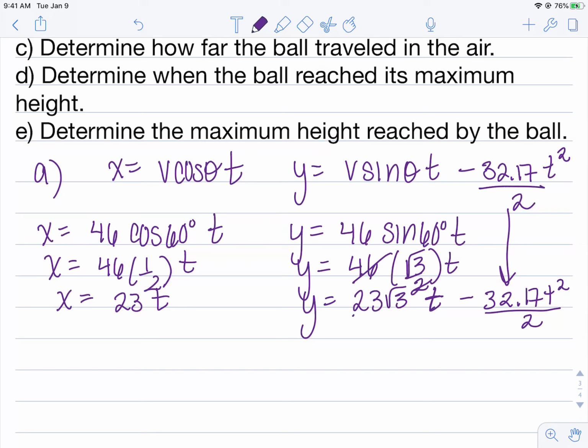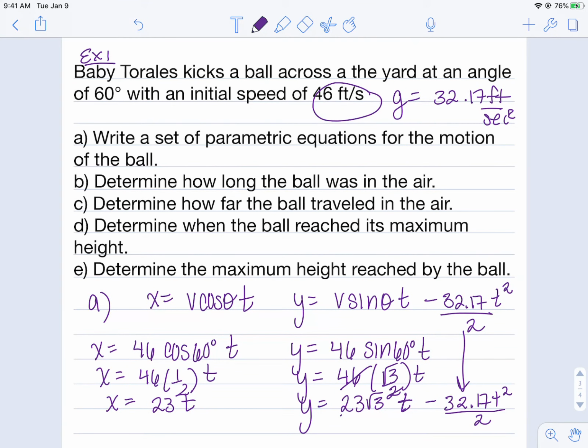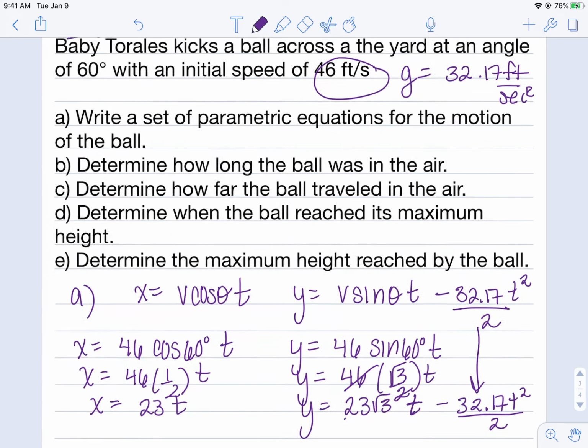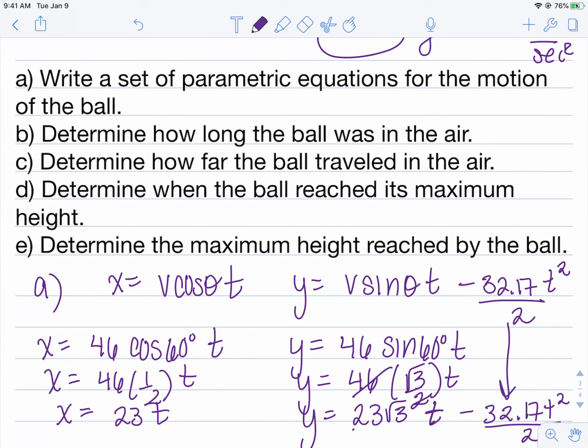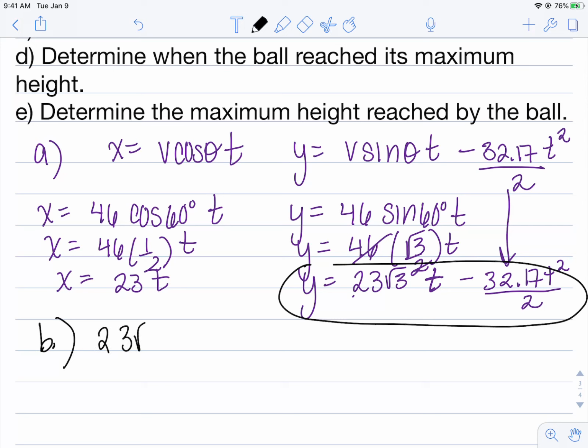Next, let's determine how long the ball was in the air. So in the air, for part B, we're looking at our y equation, and we're going to set that equal to 0. So we have 23 root 3 t minus 32.17 t squared over 2, and we're going to let that equal 0.